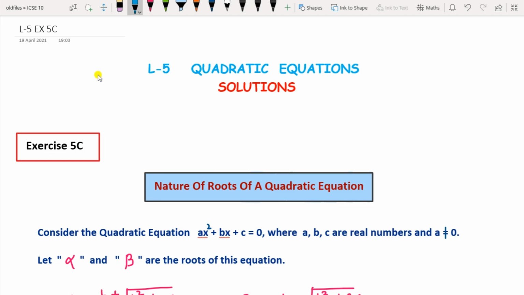In this video, we are going to see the solutions of exercise 5C of lesson 5, quadratic equations. In the I link above, I have shared the video of the previous exercise 5B, wherein we have solved examples of quadratic equations by using the formula, which is also called Sridhar Acharya's rule, that is x equals minus b plus or minus under root of b square minus 4ac upon 2a. So we get two roots of the equation, that is alpha and beta. In exercise 5C, we are going to study the nature of the roots of the quadratic equation.